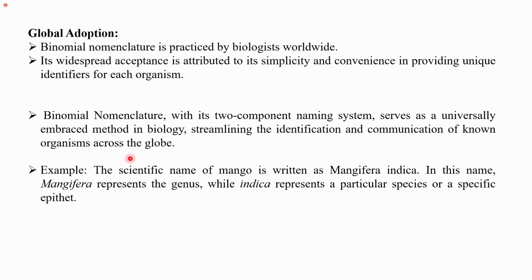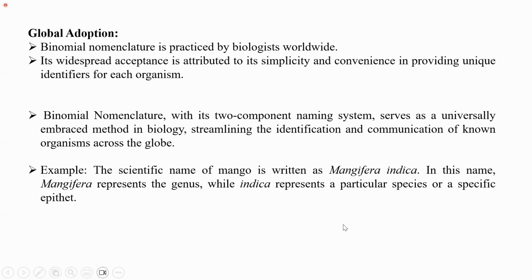For example, the scientific name of mango, which is a very common name. The scientific name is Mangifera indica. In this name, Mangifera represents the genus. So the first part of this name represents the genus, while the second part represents the species or specific epithet. So Mangifera indica is the scientific name of the mango, which is found mainly in India. So it is named Mangifera indica. And this is the binomial nomenclature where the first part represents the genus and the second part represents the specific epithet or the species.